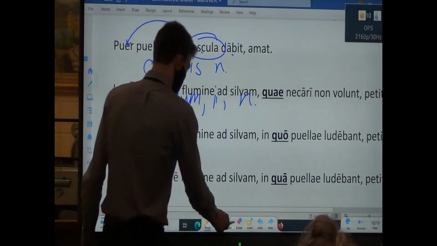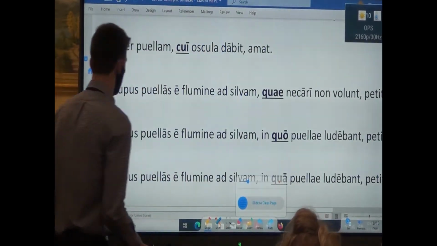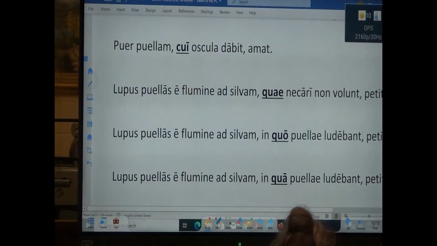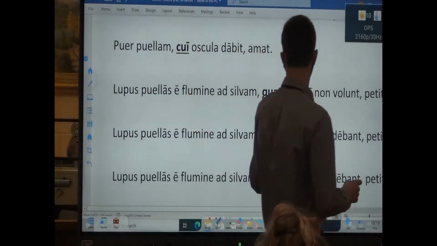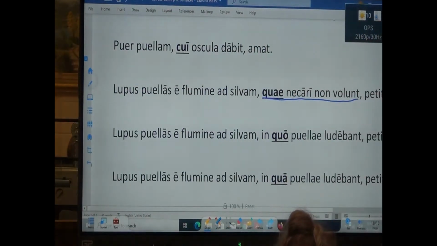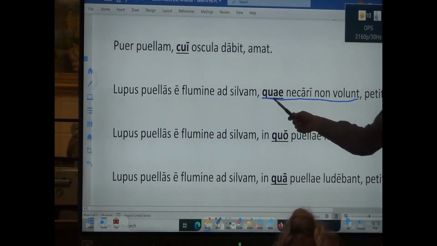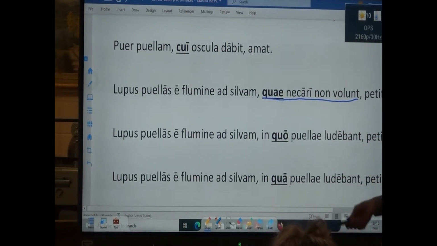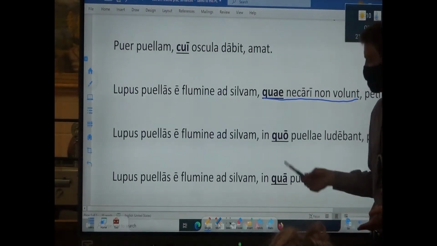Okay. Alright, so this next sentence. What is the relative clause here? And this one right here: qui necari non vult. So necari is something you guys haven't learned just yet, but I'll tell you how to translate that. But so what do you think qui is referring back to in this sentence? What's the gender and number of qui?